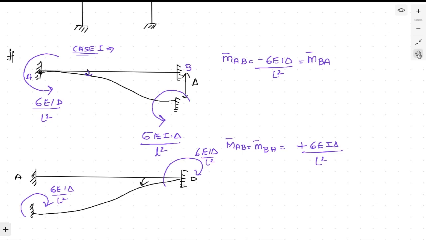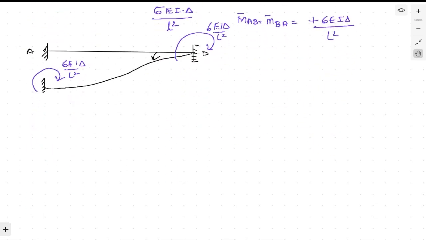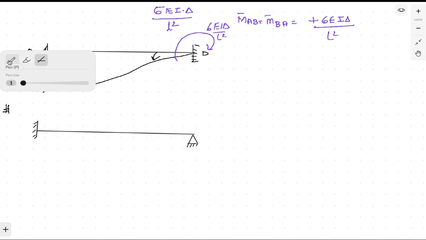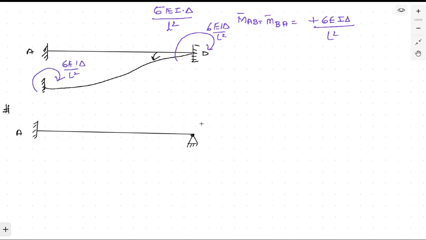But if the situation is a little different, which means that the beam is this, let's say this end is fixed, but the other end is hinged. This is A and this is B. Now what exactly is happening? This hinged end is getting settled. This hinged end is coming to here, somewhere here.